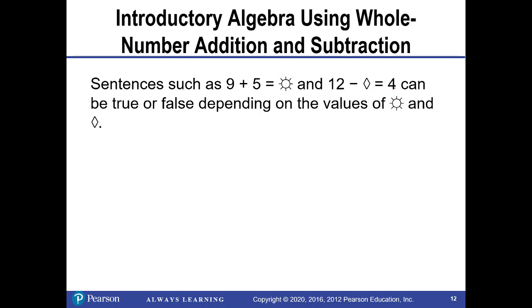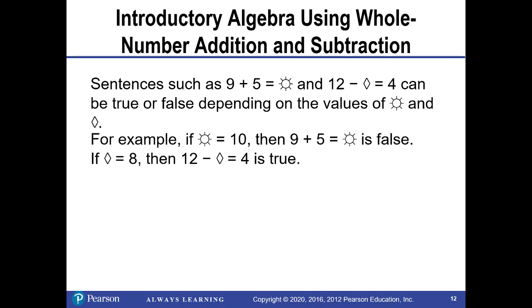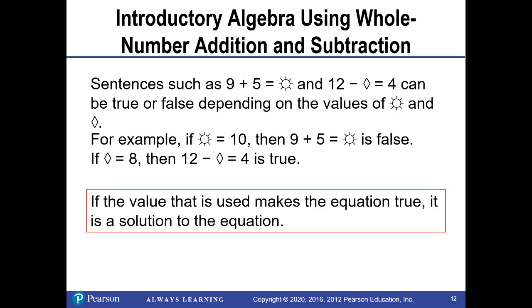Similarly, 12 minus what is 4? 12 minus 8 makes that a true statement, but we could put other values in there that would make it a false statement. So the value that's used makes the equation true, it's a solution. If it doesn't make the equation true, it's not a solution.